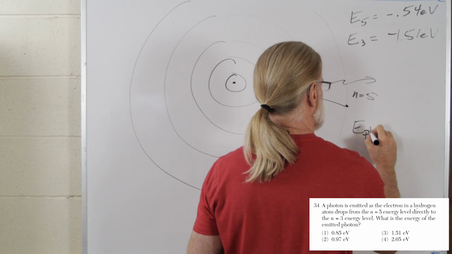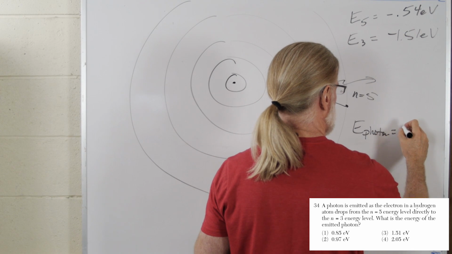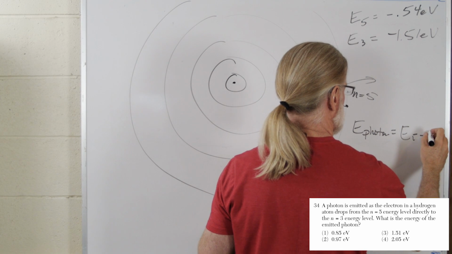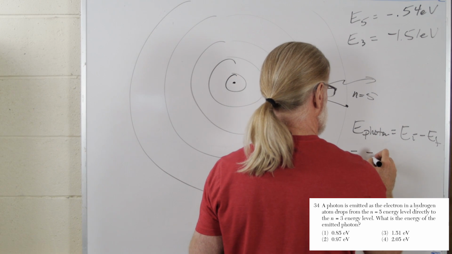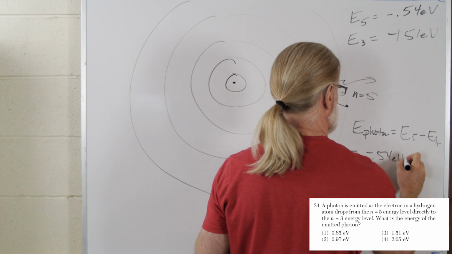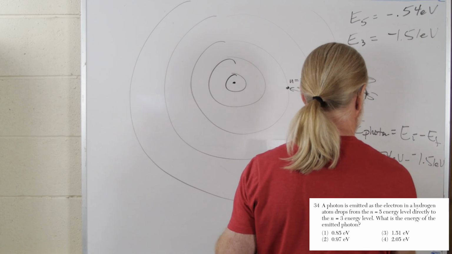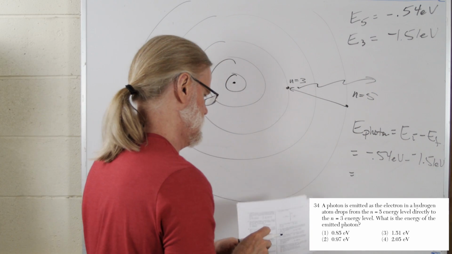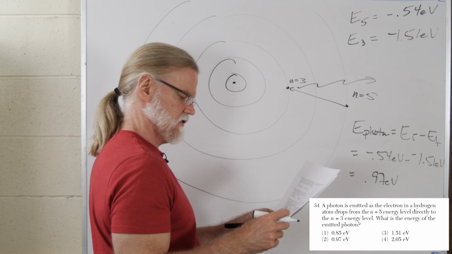Energy of the photon is going to equal energy initial minus energy final, which equals minus 0.54 electron volts minus a negative 1.51 electron volts. So that is going to be choice 2.